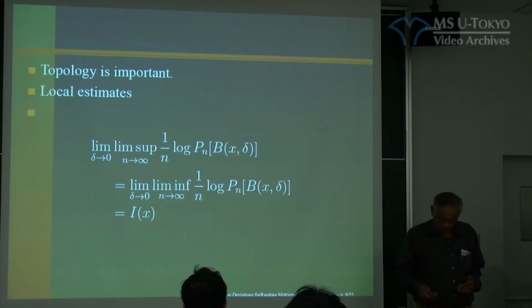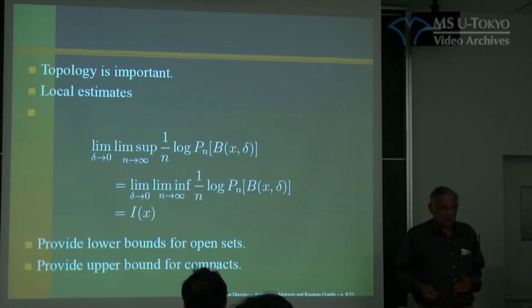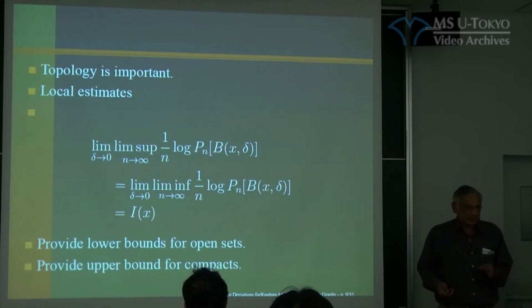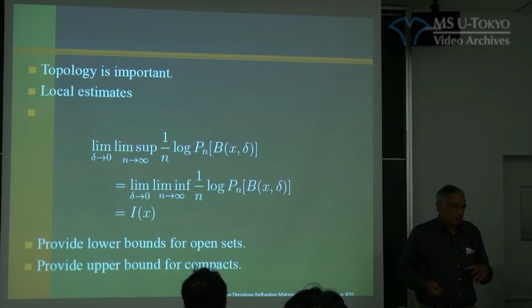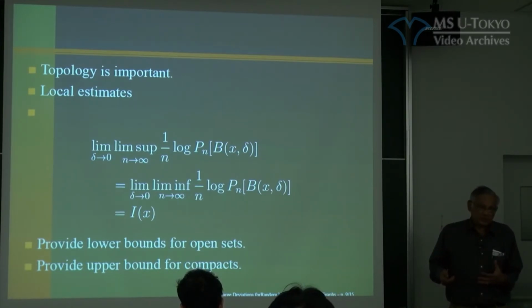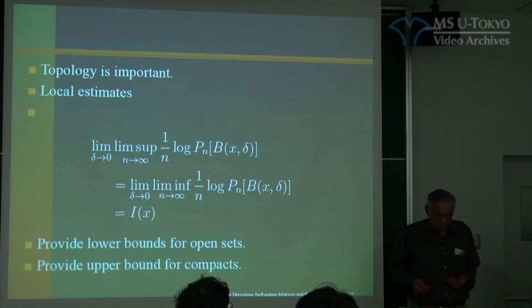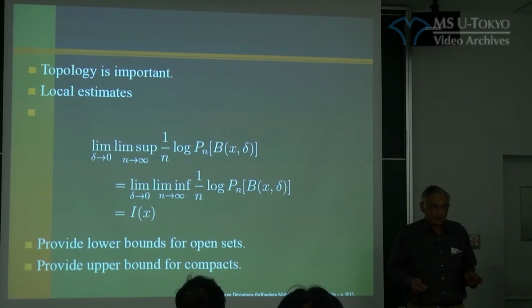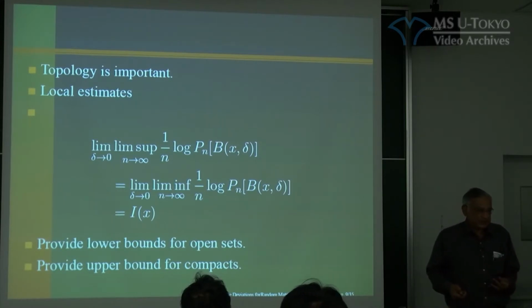On the other hand, if you want an upper bound and you have it for tiny balls, then you can cover a compact set by an open covering, and you take a finite subcover. A finite number does not make much of a difference, because the exponential rate of a finite sum is no different than the maximum of the rates for each one. So, if you have a compact set that can be covered by a finite number of these balls, then you have an upper bound for them. So local estimates give you lower bounds for arbitrary open sets and upper bounds for compact sets.